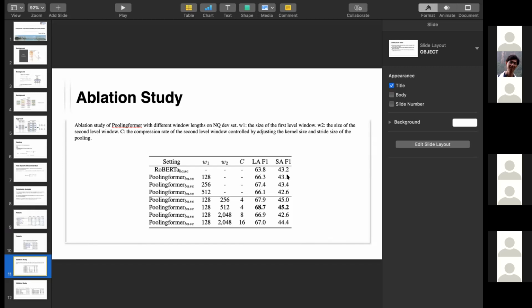And what do LA and SA mean? LA means long answers, SA means short answers. Okay. And here C means the compression rate, which is the second level pooling size, or yeah, it's the kernel size divided by the stride size.